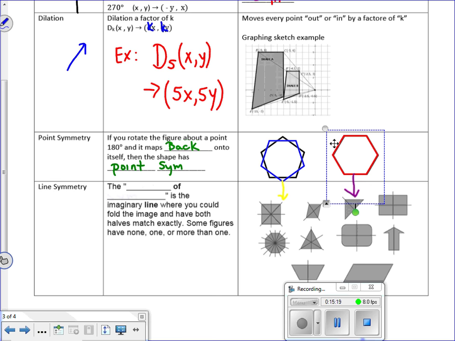Let's look at line symmetry. Line symmetry is basically anything that if I drew a line on it and folded it on that line, whatever's on one side would appear on the other. So if you look at that, that's a line of symmetry. If I folded it, the top part of the triangle would match the bottom part. And here's another line of symmetry because if I fold it this way, same thing happens.